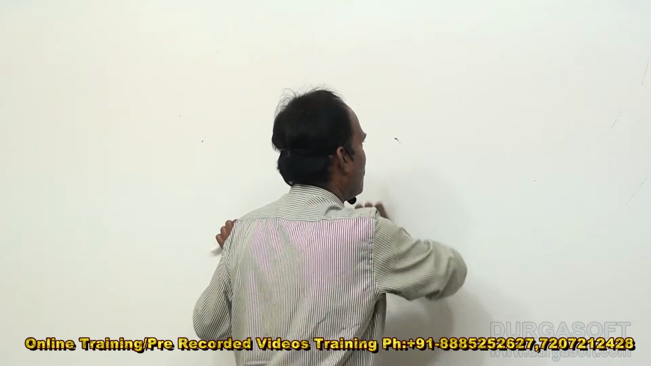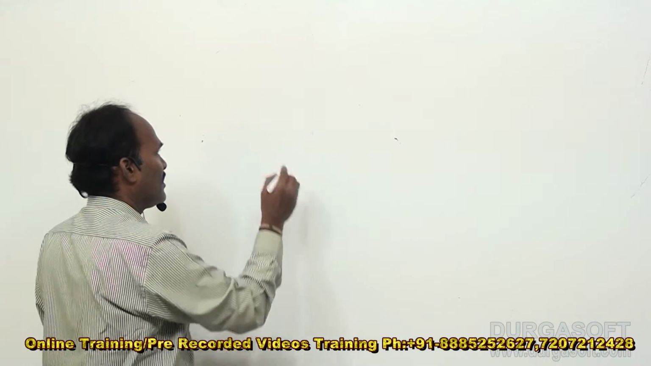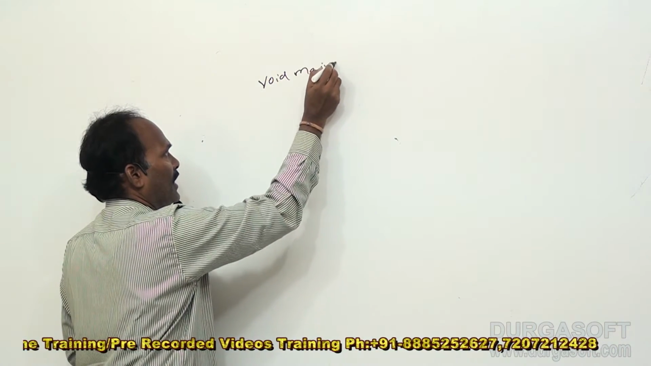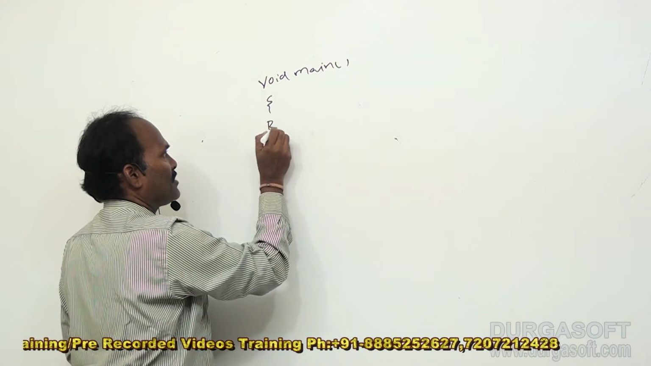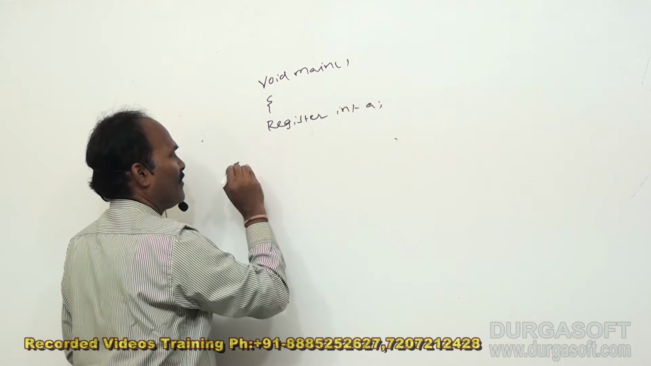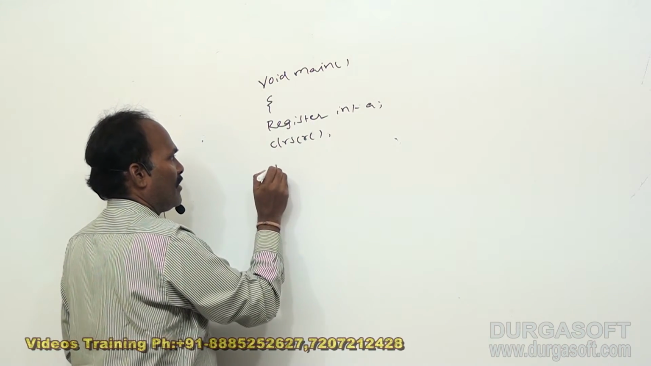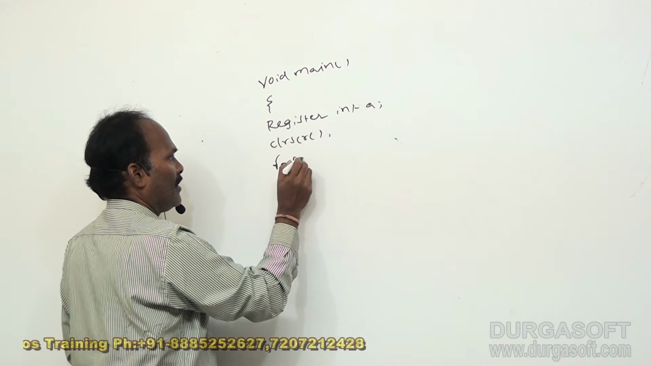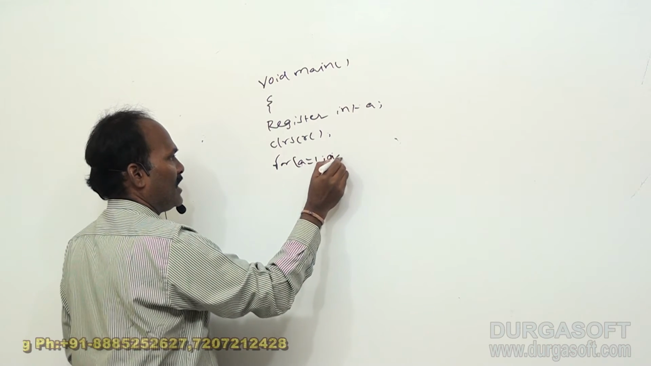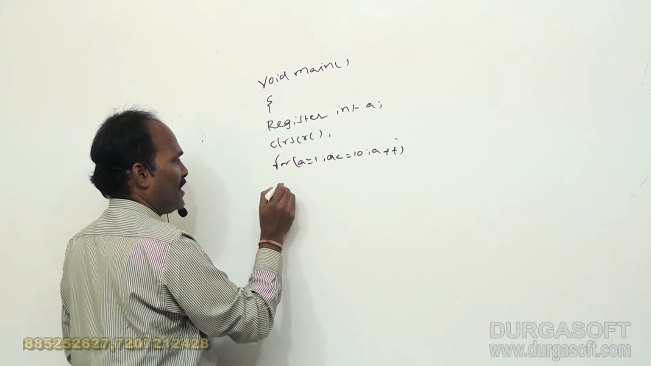Okay, so how it can be done, I will show. Just have a look. I will write the program, and after that I will execute it. void main. Here, just use a register integer a. Use for, sorry, for a equal to 1, a less than or equal to 10, a plus plus. You print the elements.